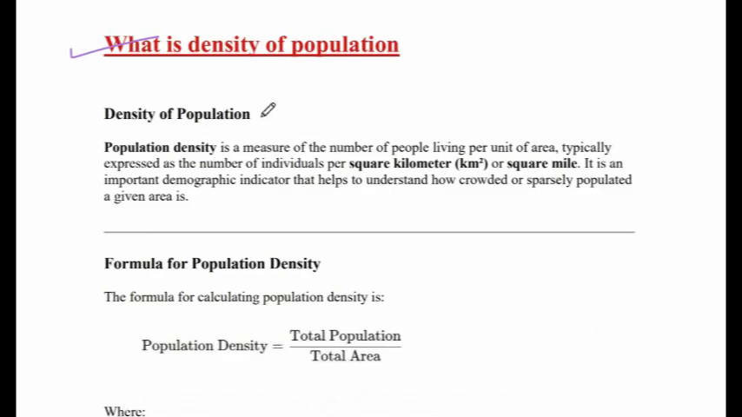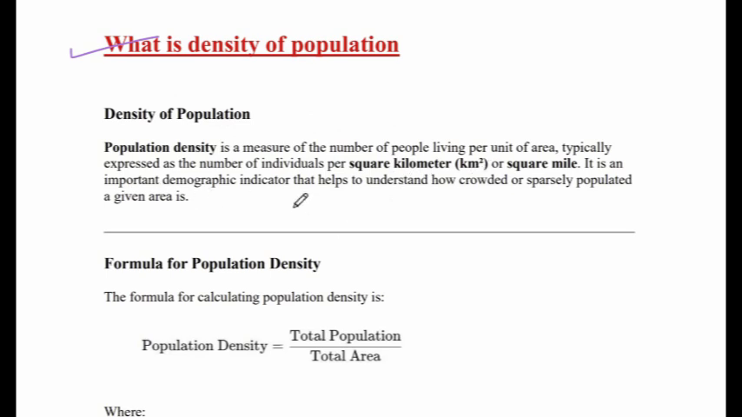What is density of population? Population density is a measure of the number of people living per unit of area, typically expressed as the number of individuals per square kilometer or square mile. मतलब एक स्क्वायर किलोमीटर में कितने लोग रहते हैं, वो डिटरमाइन उसको बोलते हैं पॉपुलेशन डेंसिटी. वो मेजर है पॉपुलेशन डेंसिटी का. वो नॉर्मली हम लोग किलोमीटर स्क्वायर में बोलते हैं उसको.